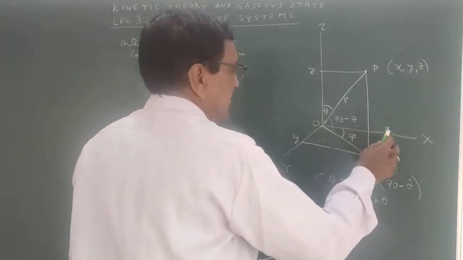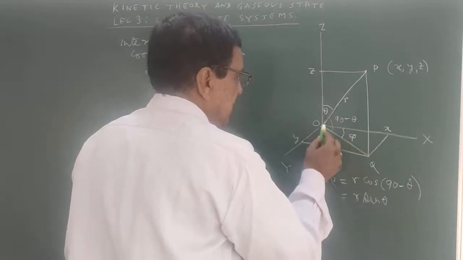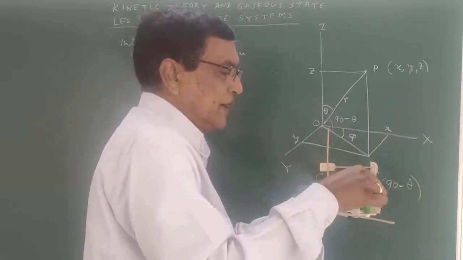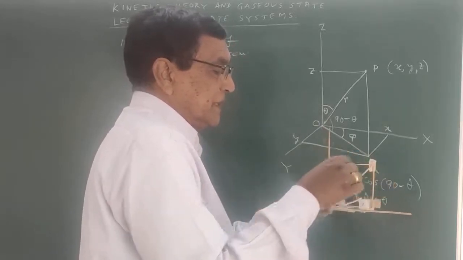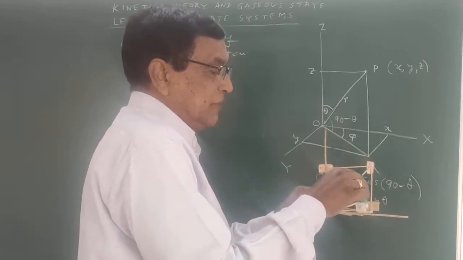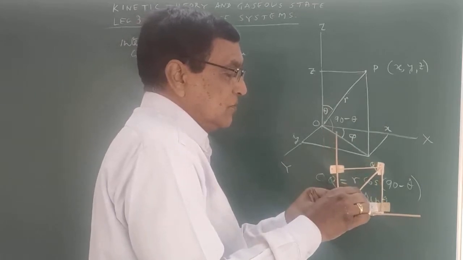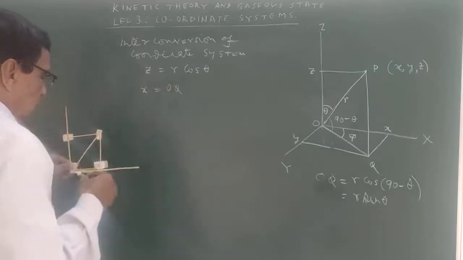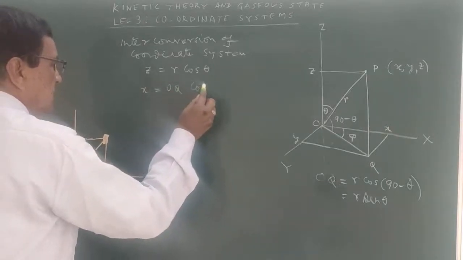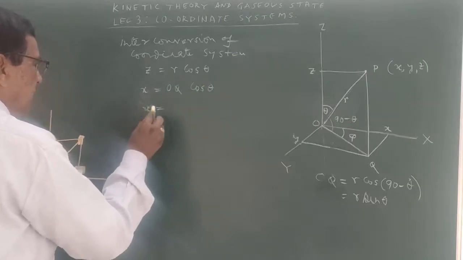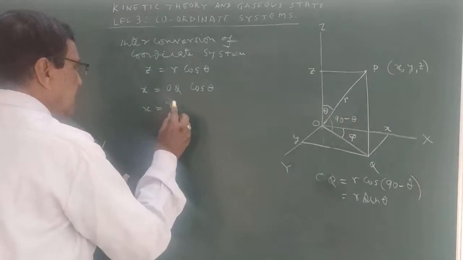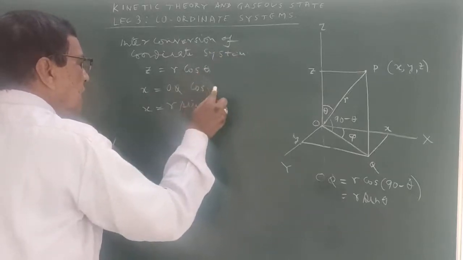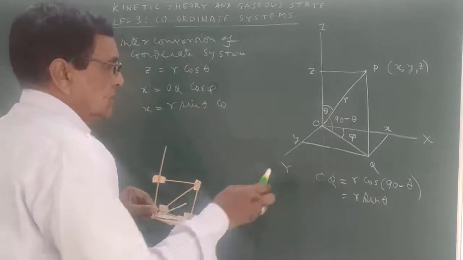Similarly, this x, this is phi. This one is also a right angle triangle. This is perpendicular, this is base, and this is hypotenuse. So this base, x, equal to OQ times cos phi, where OQ equal to r sin theta. Now this one is the phi.